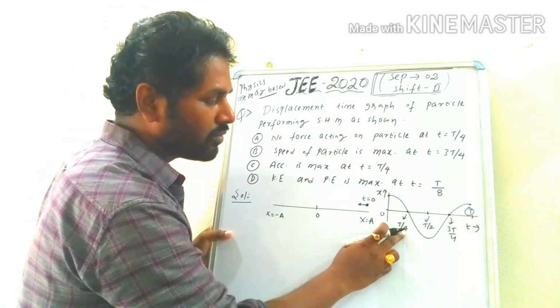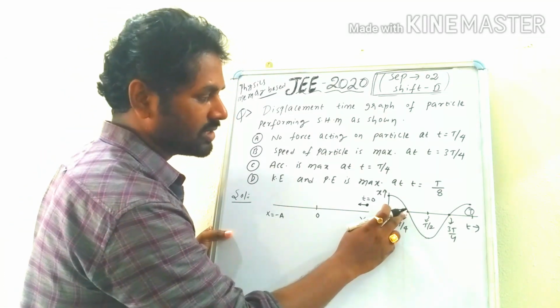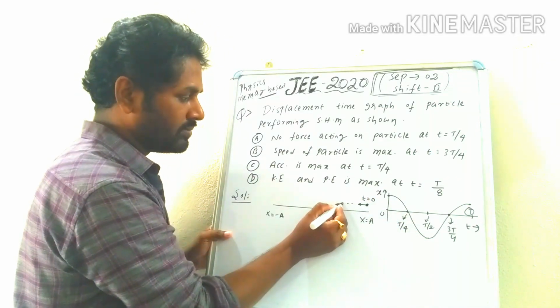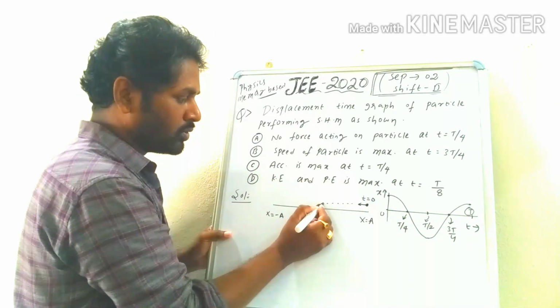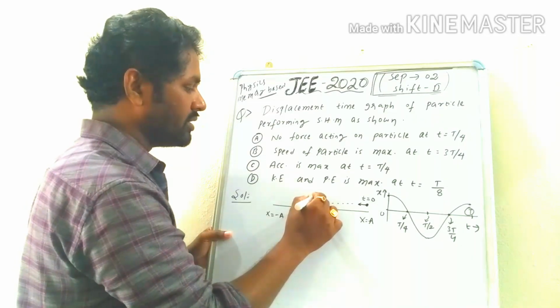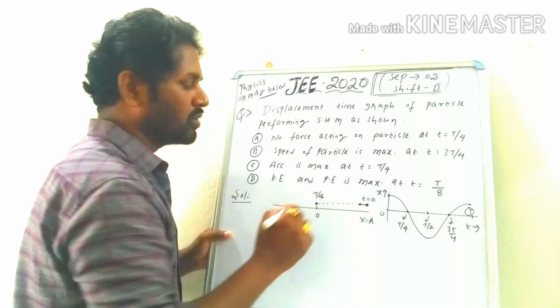At the time T by 4, the particle reaches the mean position. You can see this particle is moving towards the mean position and reaches the mean position at a time T by 4 seconds.